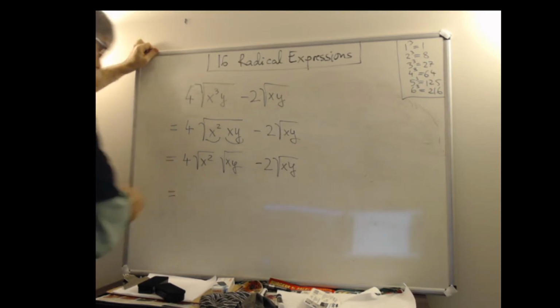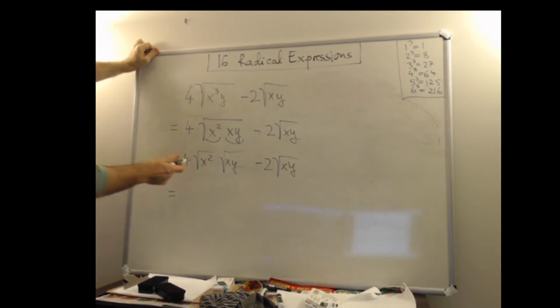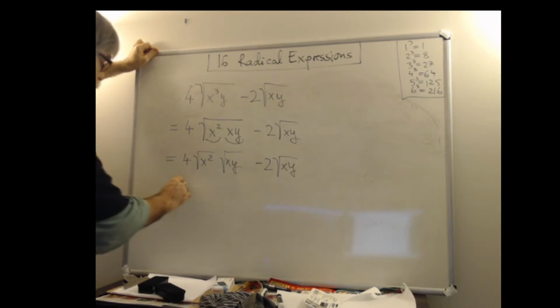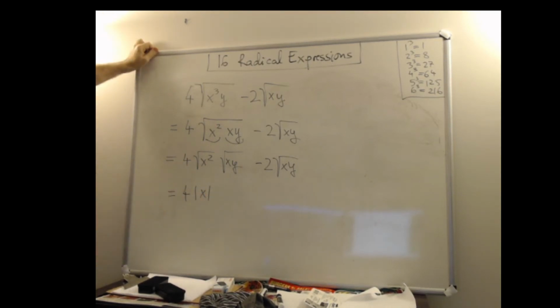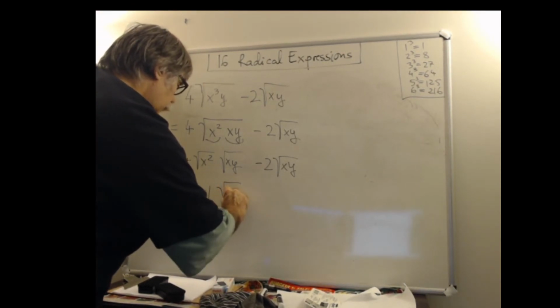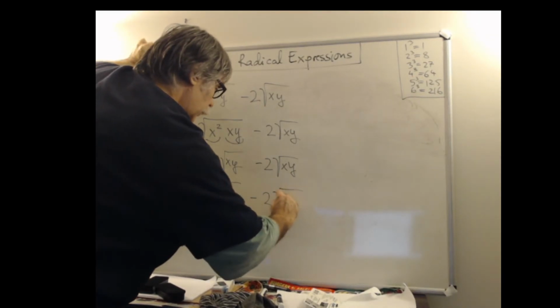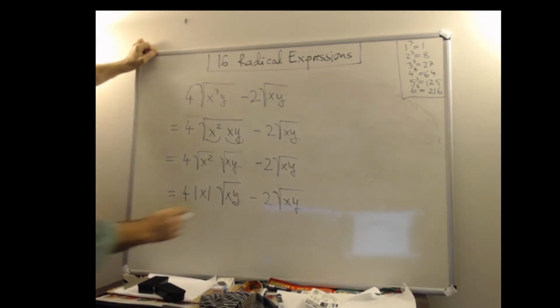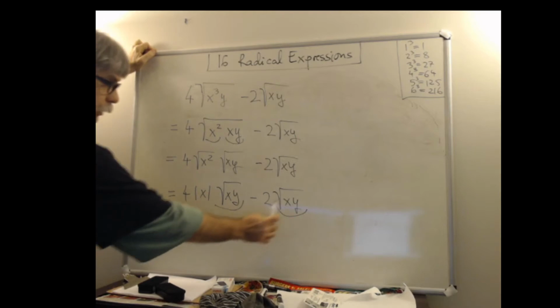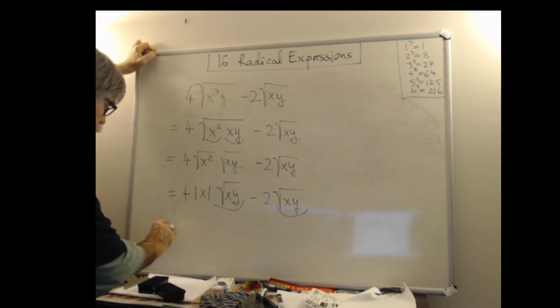And now, square root. Like you did nothing. And again, I'm remembering here that I have an even index. So this cannot be just an x. X could be negative. Absolute value of x. So now I have 4 absolute value of x times radical xy minus 2 times radical xy. So I wonder what am I going to do next? Well, a common factor. Look at that here. 1, 2, 3. 1, 2. Common factor. Good old story.